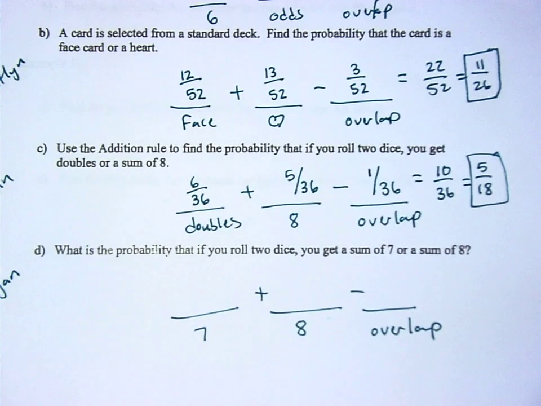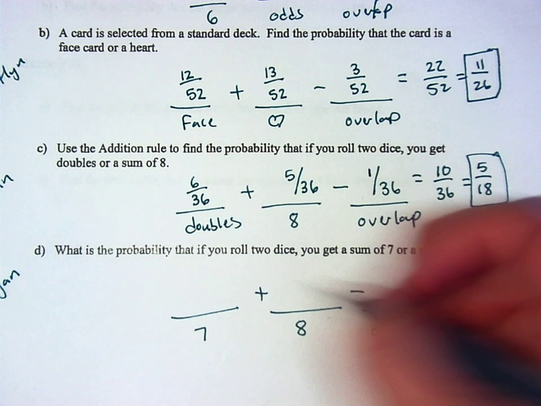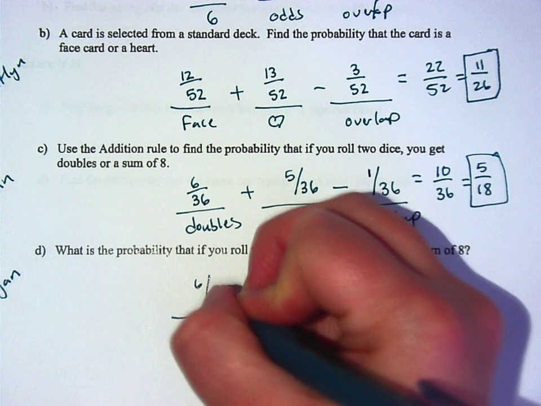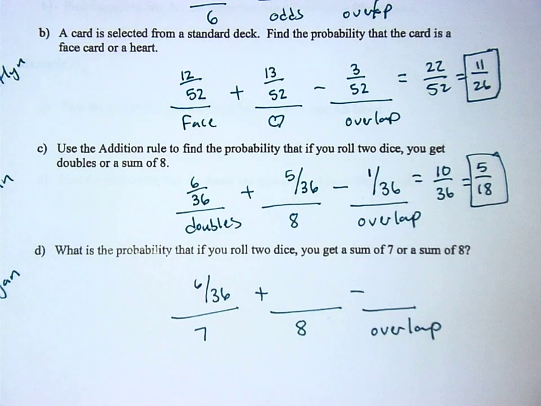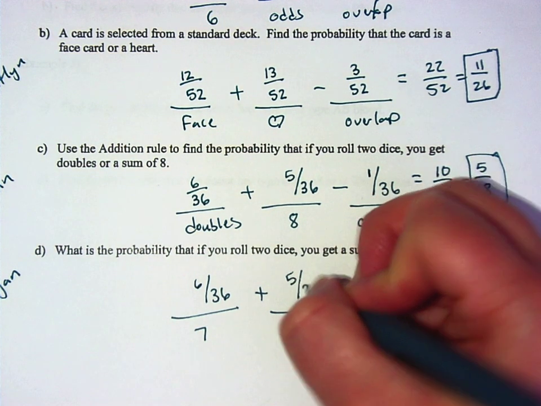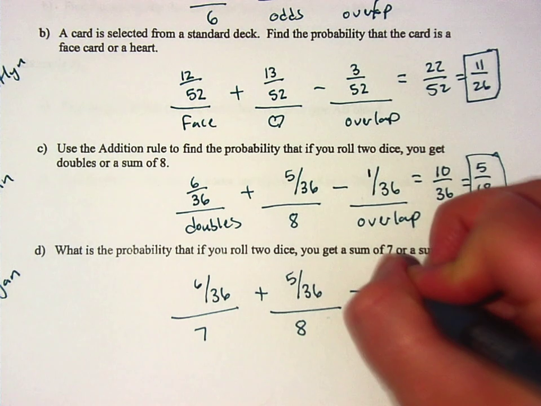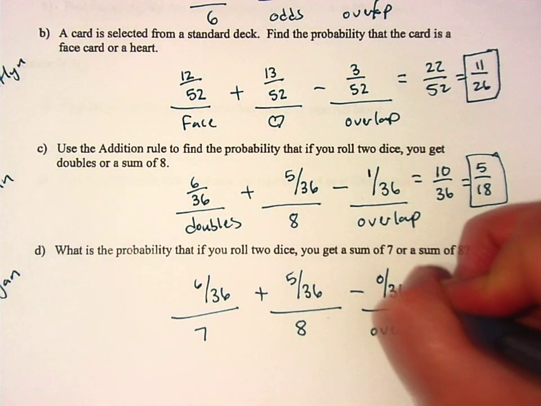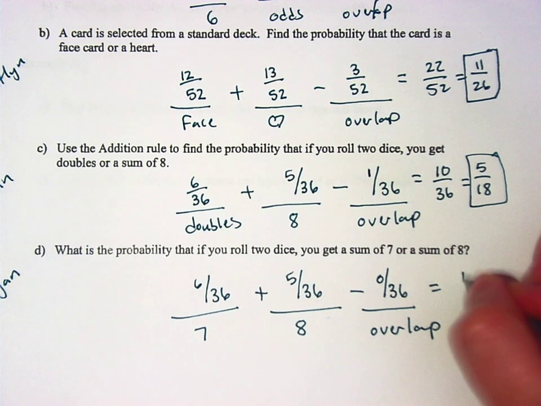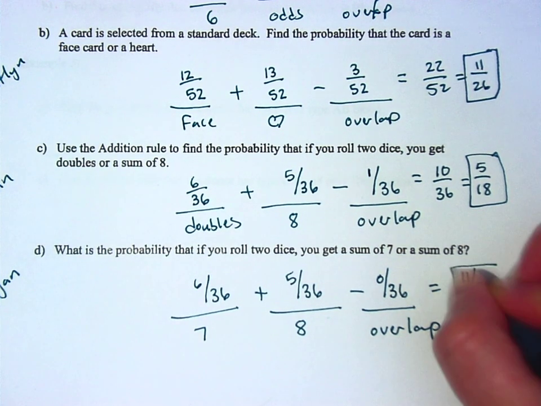Ryan. Alright, so you kind of do the same thing as the other one. Getting a 7 is 6 over 36. Can you tell me the ways to get a 7? 6, 1, 1, 6, 5, 2, 2, 5, 3, 4, 4, 3. Good. And we already know the ways to get an 8. Yep. And then there's no overlap because it can't equal 7 and 8 at the same time. Right, because they are mutually exclusive. Which makes 11 over 36. Beautiful. Go get a prize.